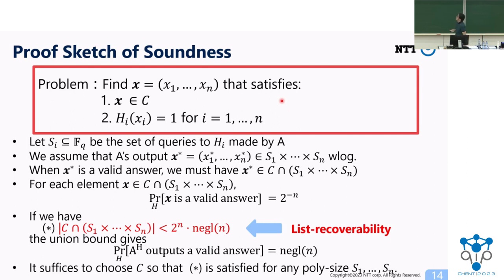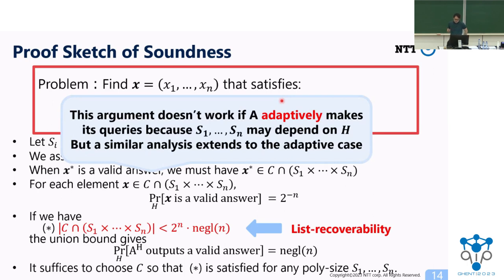This proof sketch is a little bit oversimplified. The reason is that we first fix the query sets Si and then consider the randomness over H. But a general algorithm A may make its queries depending on the responses from the oracle. This means that S1 to Sn may depend on H. And so in this case, this argument doesn't work.